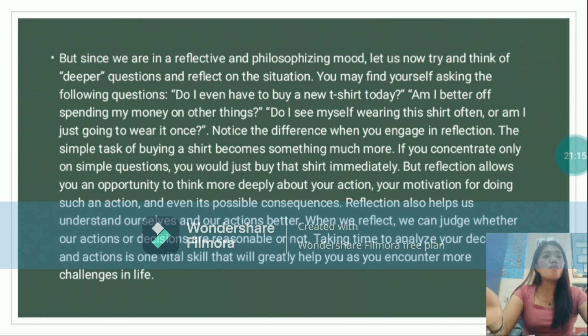Now, reflection also helps us understand ourselves and our actions better. So when we reflect, we can judge whether our actions or decisions are reasonable or not. Taking time to analyze your decisions and actions is one vital skill that will greatly help you as you encounter more challenges in life.